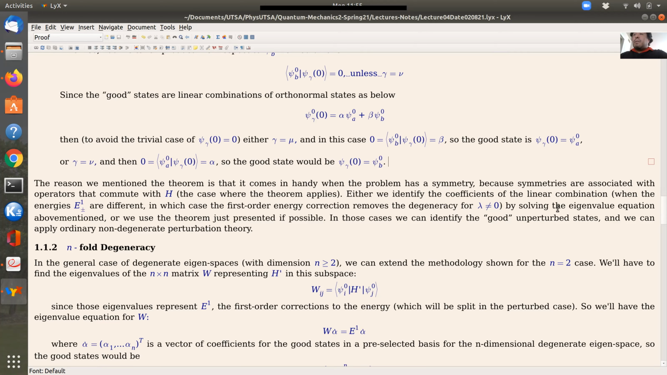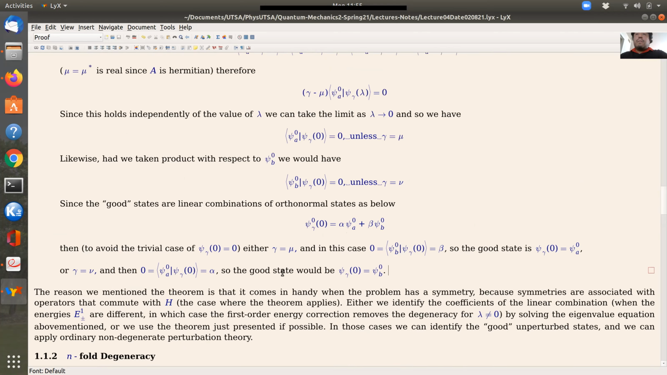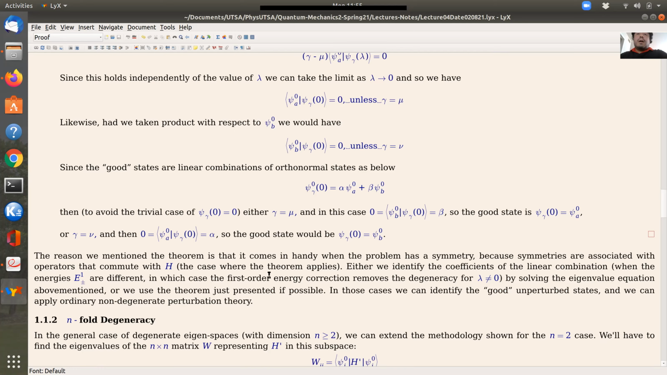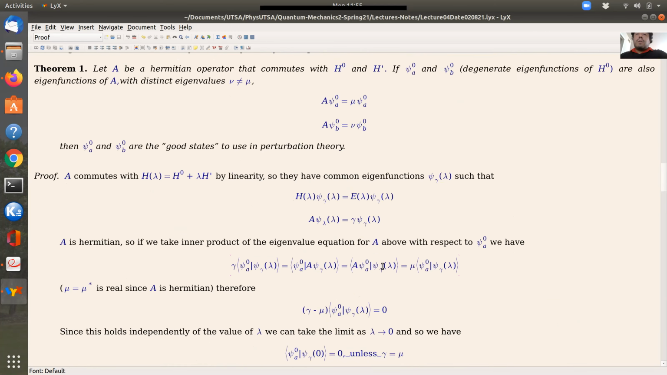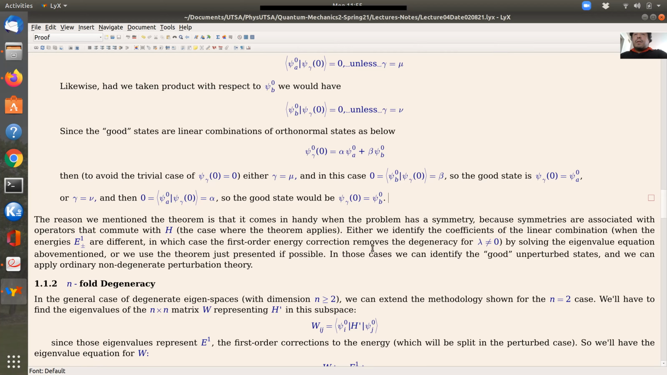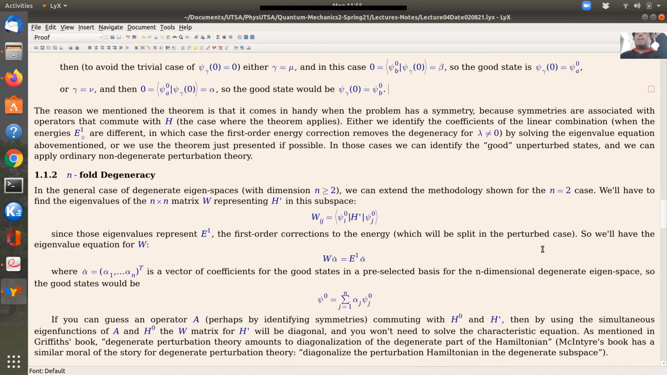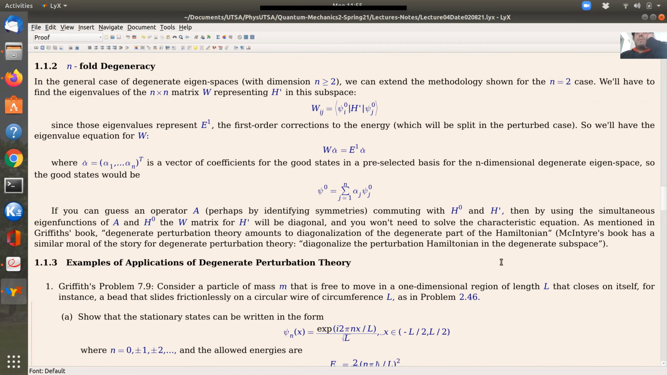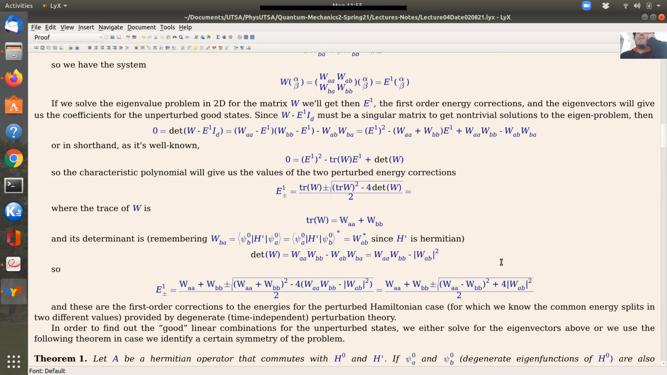So either you do that by solving the eigenvalue equation that we mentioned above, meaning finding the eigenvectors for the 2 by 2 matrix, or we use the theorem presented if you find the symmetry. And so in that case, we can identify the good states, and we can apply ordinary non-degenerate perturbation theory at the end. So the 2 by 2 case is very clear because you can calculate explicitly the also the eigenfunctions, especially if you go over this procedure, but particularly the eigenvalues.